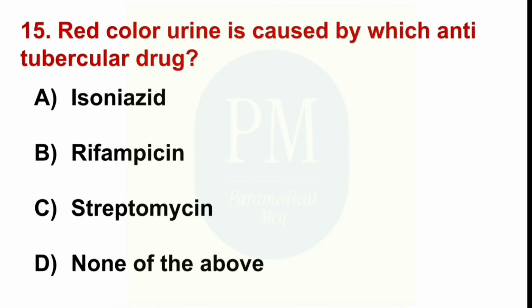Red color urine is caused by which anti-tubercular drug? Option A. Isoniazid. Option B. Rifampicin. Option C. Streptomycin. Option D. None of the above. The correct option is option B. Rifampicin.